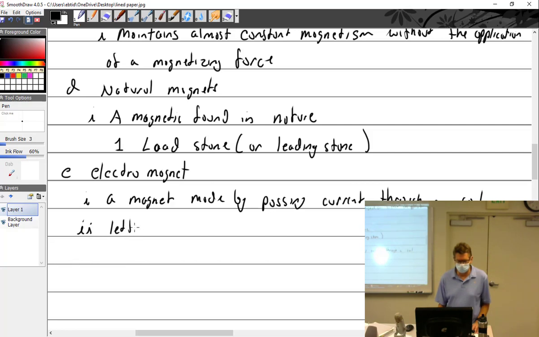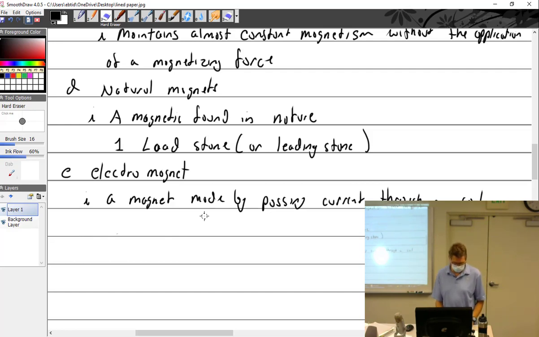So you have the left-hand rule. I'm not going to ask you about the left-hand rule. There are so many of these left-hand rules, right-hand rules, and I don't want to confuse you with that. But anyway, basically it's the left-hand rule.